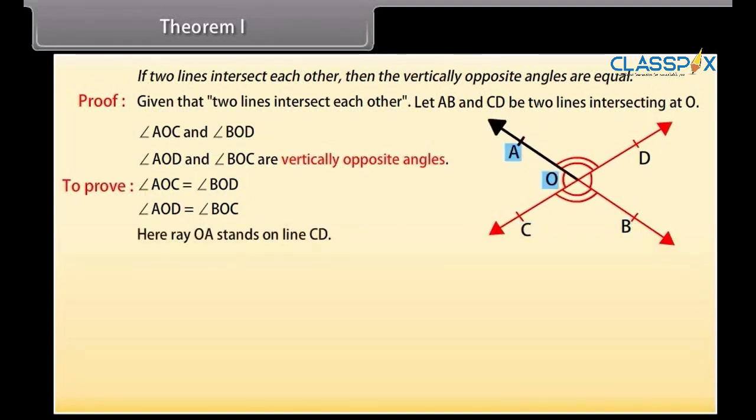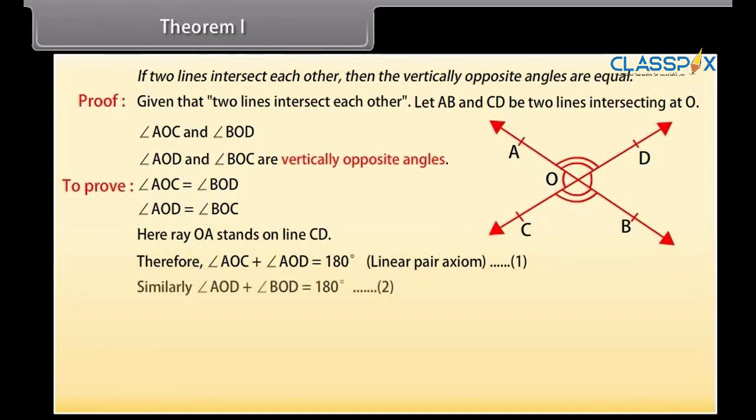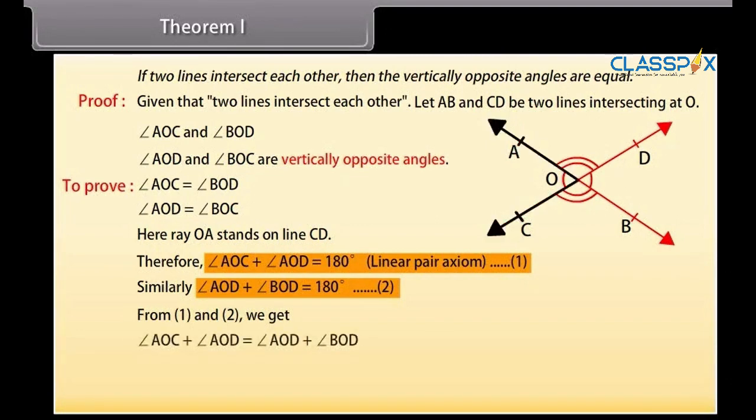Now, ray OA stands on a line CD. Therefore, angle AOC plus angle AOD is 180 degree. Linear pair axiom, mark it as 1. Similarly, angle AOD plus angle BOD is equal to 180 degree. Mark it as 2. From 1 and 2 we can write angle AOC plus angle AOD is equal to angle AOD plus angle BOD. This implies that angle AOC is equal to angle BOD. Similarly, it can be proved that angle AOD is equal to angle BOC.